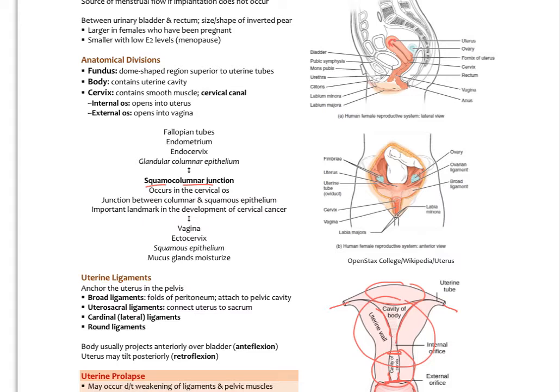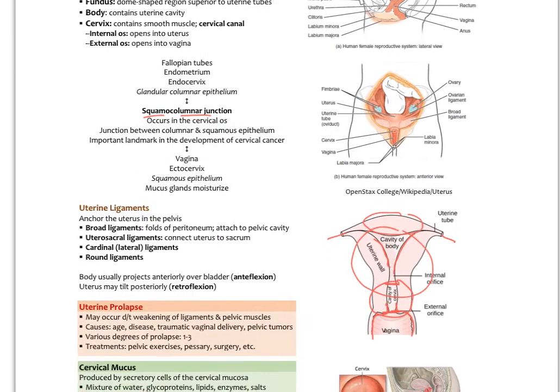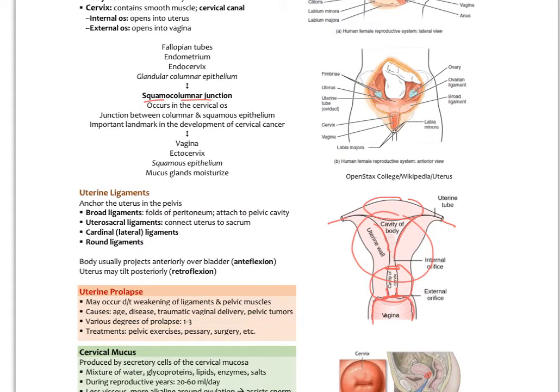The junction either moves outward more into the vaginal canal, or it retreats back up into the uterus. So it's going to change with a woman's age and hormone secretions. There are various ligaments which attach the uterus to the pelvis. So the broad ligaments fold over the peritoneum and attach to the pelvic cavity. I'll show you a picture of that as we go here.